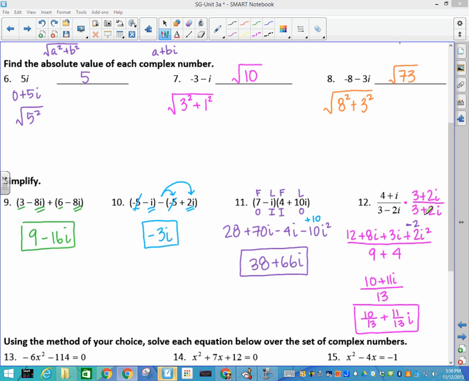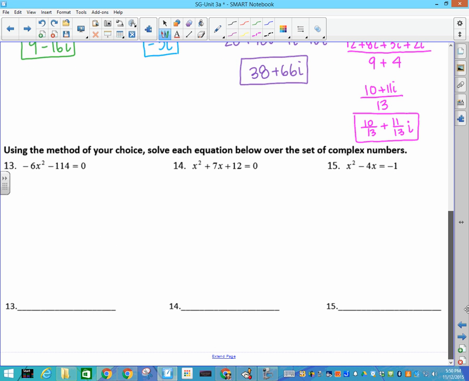Okay, I think these are the last problems we got. Use the method of your choice, solve each equation below with a set of complex numbers. Oh my goodness. Okay, sorry. Brief lapse. All right, so look at the first one.